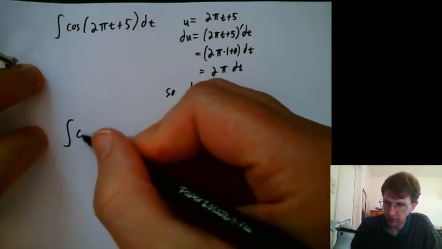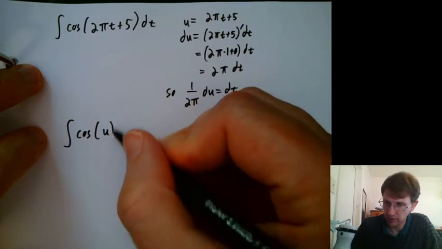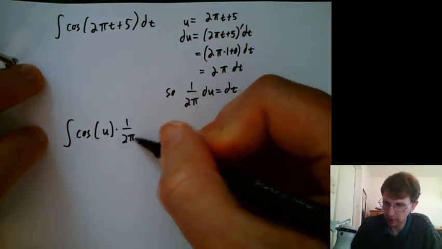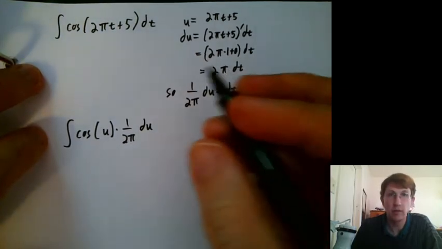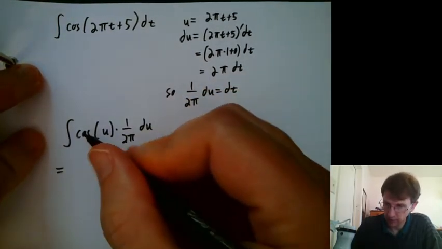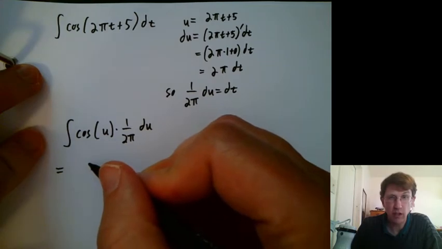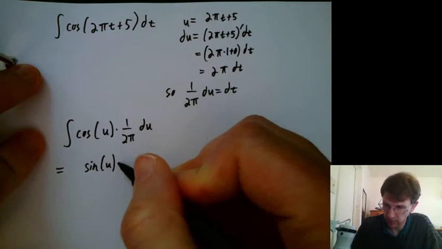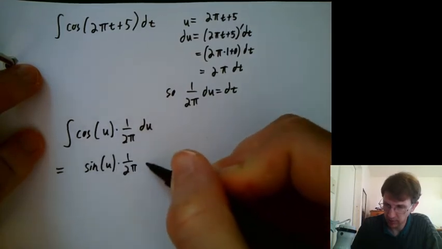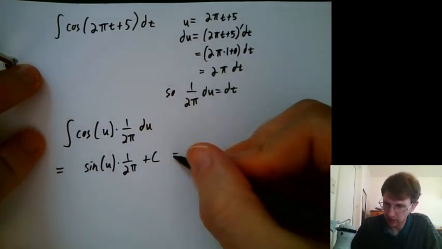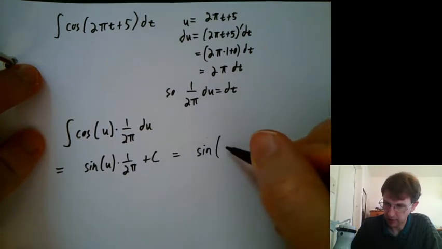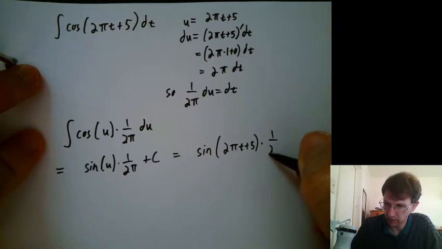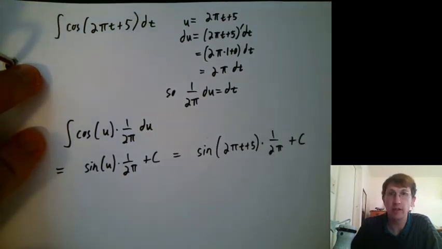And then we can rewrite the integral. Cosine of u times, replace the dt with 1 over 2 pi du. Integral of cosine is sine, negative sign, positive sign, times 1 over 2 pi plus c. Substitute back, you get sine of 2 pi t plus 5 times 1 over 2 pi plus c.